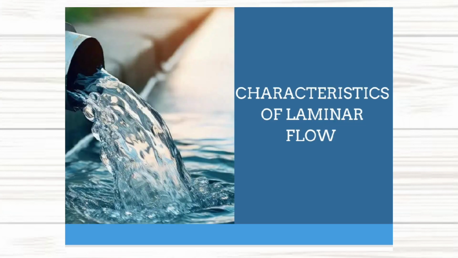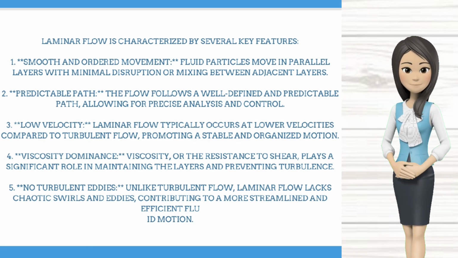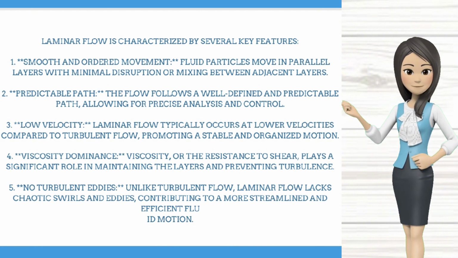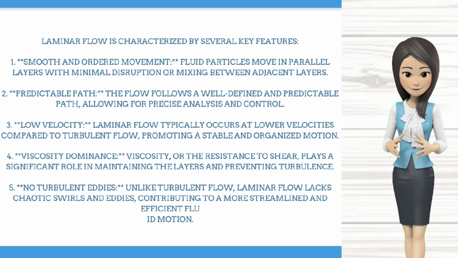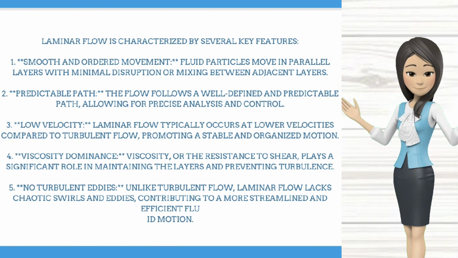Characteristics of laminar flow. Laminar flow is characterized by several key features. Number 1. Smooth and ordered movement. Fluid particles move in parallel layers with minimal disruption or mixing between adjacent layers. Number 2. Predictable path. The flow follows a well-defined and predictable path, allowing for precise analysis and control.